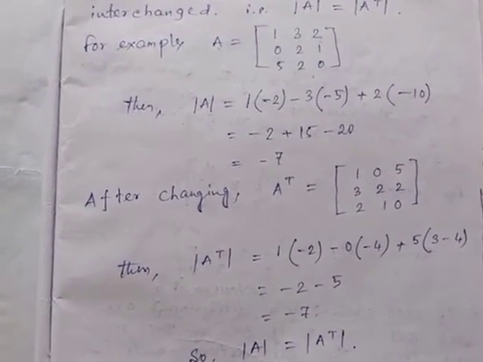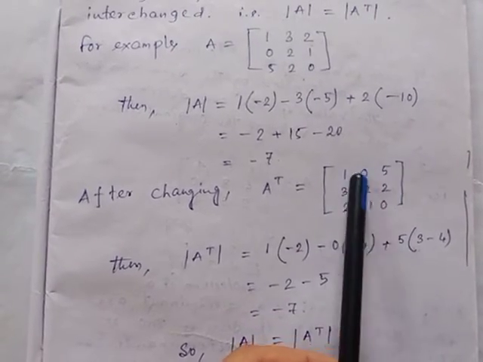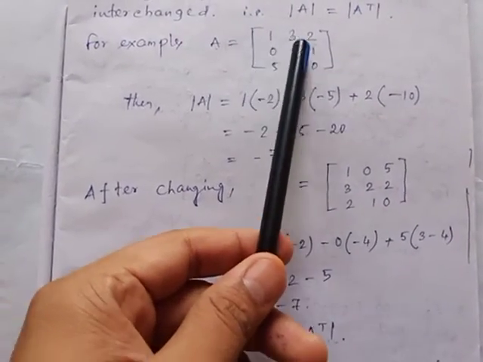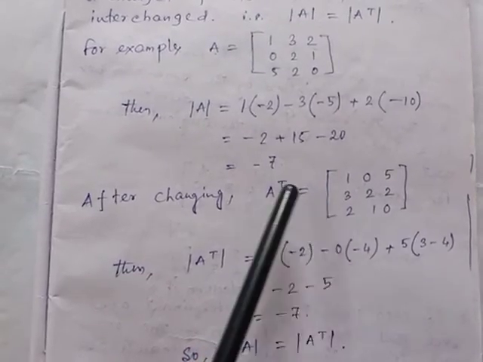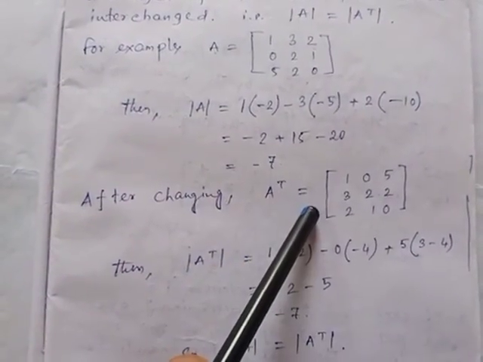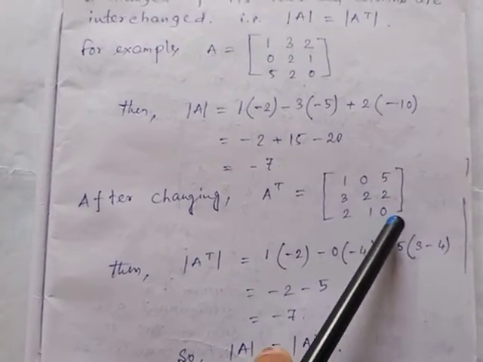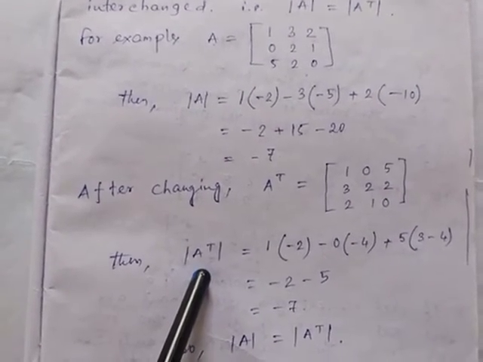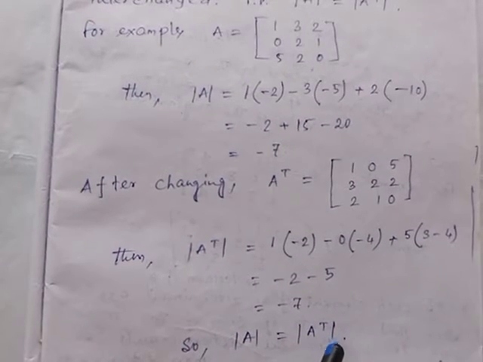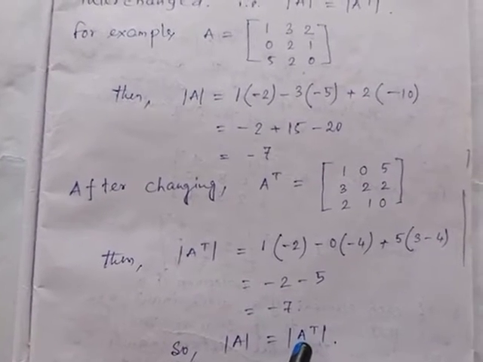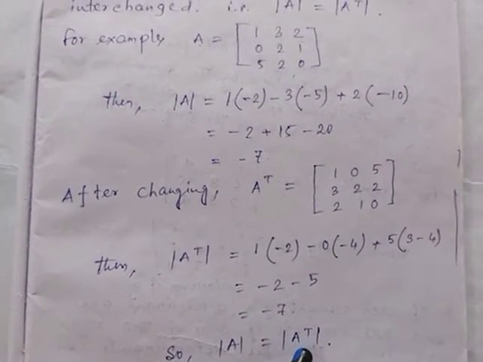Now after changing the rows and columns, that means transpose, changing the rows into columns. See that here 1 3 2 is in the row; now I'm writing it in the column. So A transpose means changing the rows into columns: 1 0 5, 3 2 2, 2 1 0. Now if you calculate the determinant of A transpose, the value is the same, minus 7. That means det A equals det of A transpose. This is a very important property.